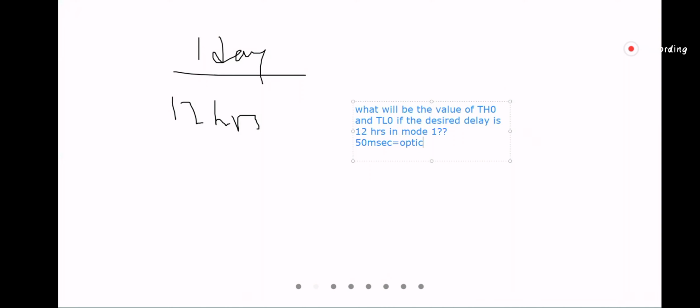Optimal, not optical. Optimal value. In mode 1, the optimal value is 50 millisecond, because the highest maximum for mode 1 is 71.1 millisecond. But we will not take 71.1 millisecond, because 71.1 millisecond is a high calculation and will create confusion. So we will take 50 millisecond only. But how many times should this run to get 12 hours?